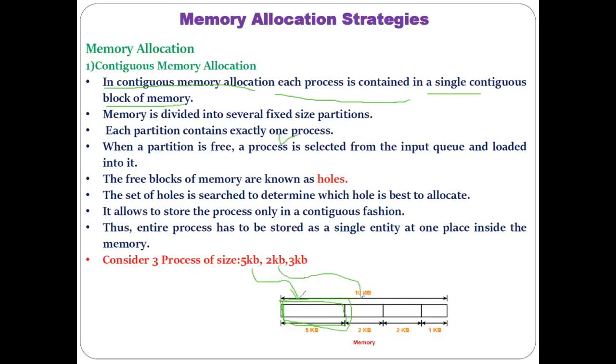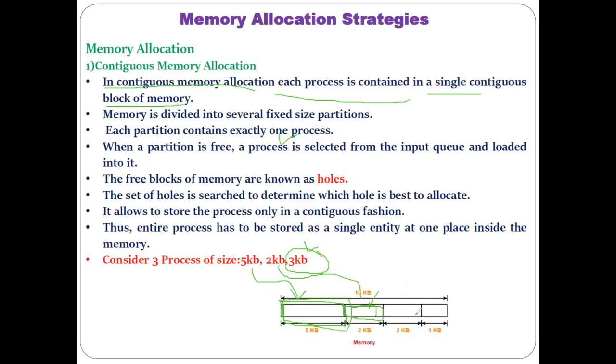This second process, of size 2 KB, can be easily allocated in the second partition because the second partition size is 2 KB and it is contiguous. But the last one is a 3 KB process. Now the size of the last process is 3 KB.